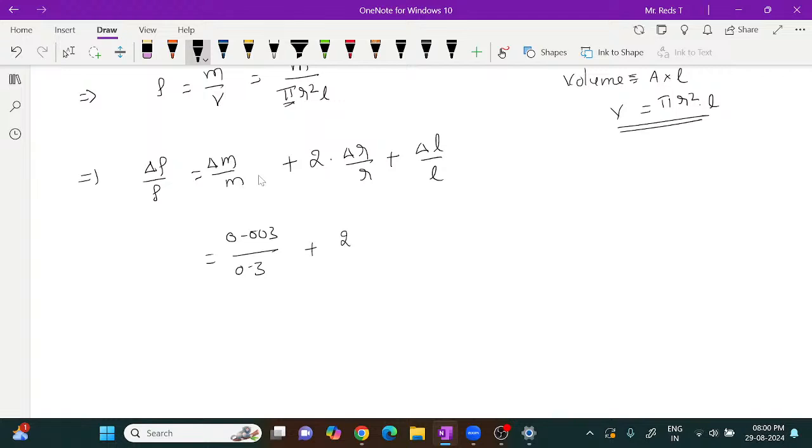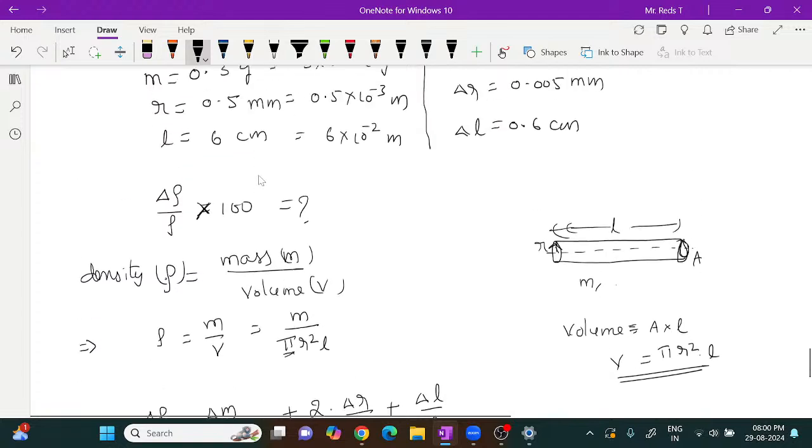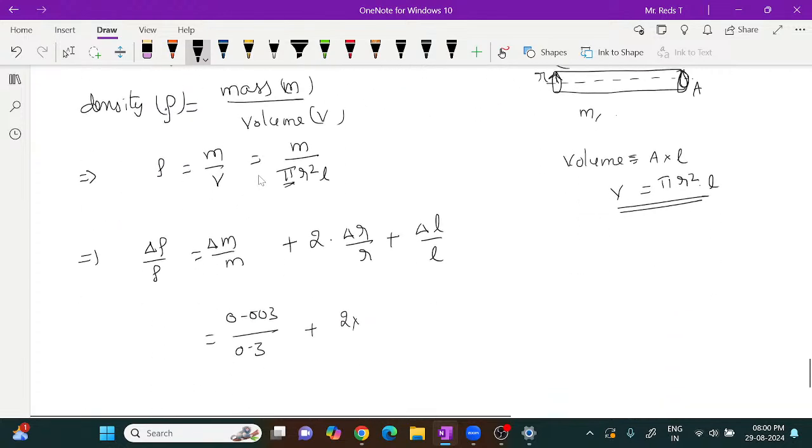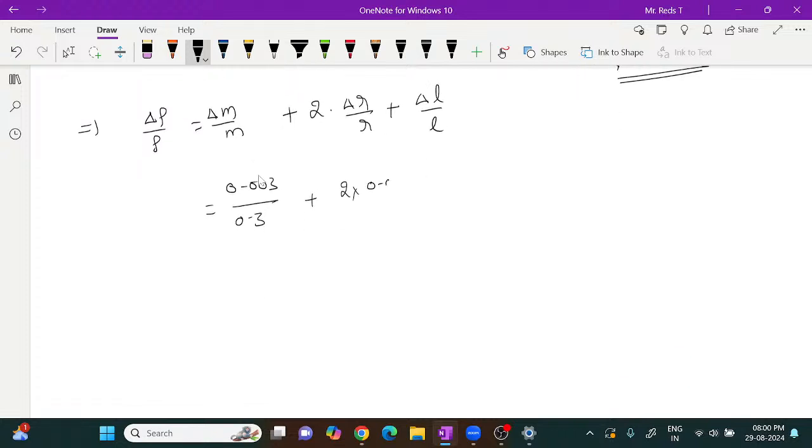Plus 2 into delta R by R. Delta R is 0.005, R is 0.5. So 0.005 by 0.5, plus delta L is 0.6, L is 6 centimeters only, they have given. Now on simplifying this, what will you get? Just 3 cancels, 0.1 will be here, 5 cancels, 0.1 will be here, 6 cancels.